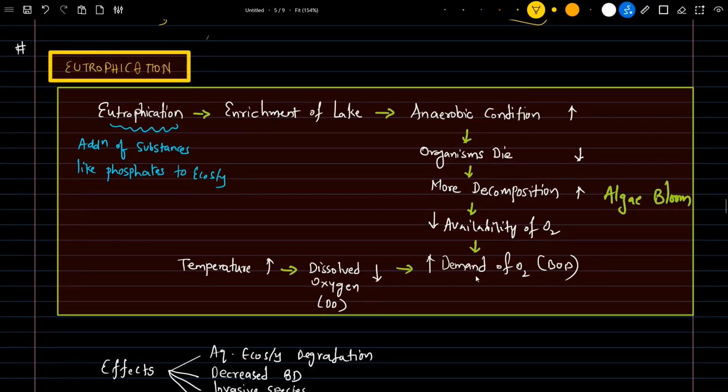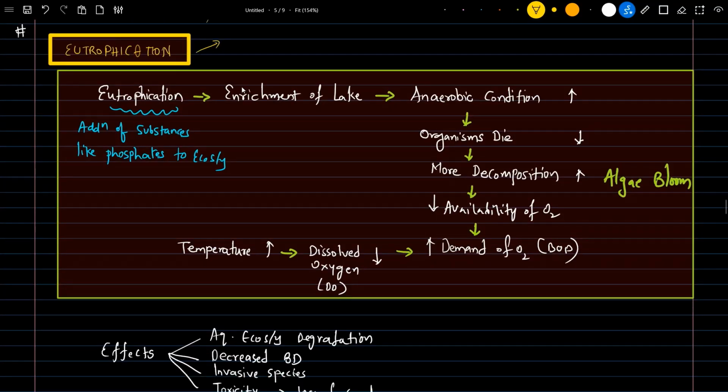Next important concept we will look at is eutrophication. So what does eutrophication mean? Let's say this is the water body, and any substances or compounds like phosphates, which can come through detergents or pollution, are added into this water body ecosystem. This is simply called eutrophication. It means enrichment of the lake by adding additional nutrients, so the lake is enriched with various phosphate molecules.